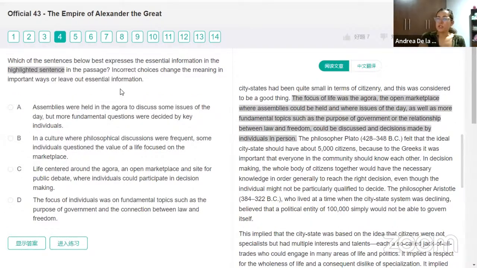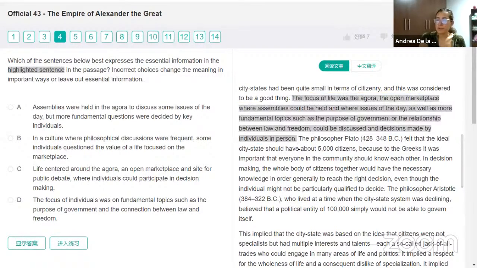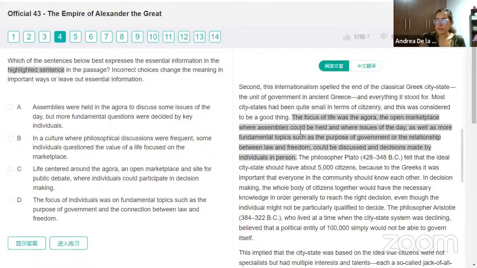Now our next one says, which of the sentences below best expresses the essential information in the highlighted sentence? This is a paraphrase question. So you need to paraphrase this sentence highlighted in the text.